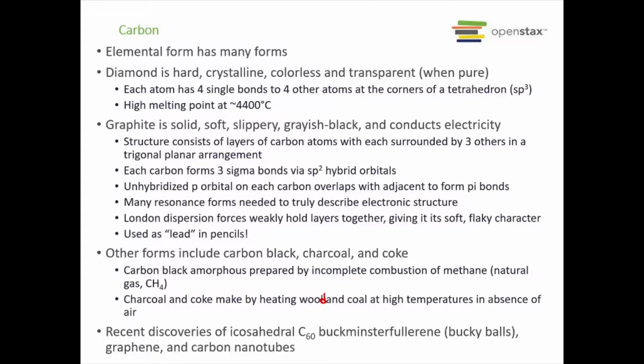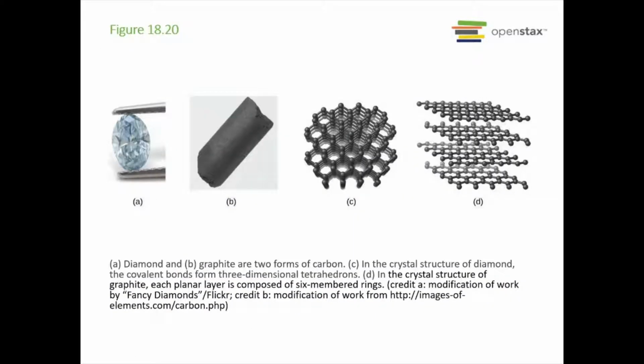Interestingly enough, we've had some recent discoveries of some other allotropes. For instance, icosahedral carbon-60, which is called Buckminster fullerene, also known as buckyballs. We also have graphene, which is basically single sheets of graphite, and carbon nanotubes.